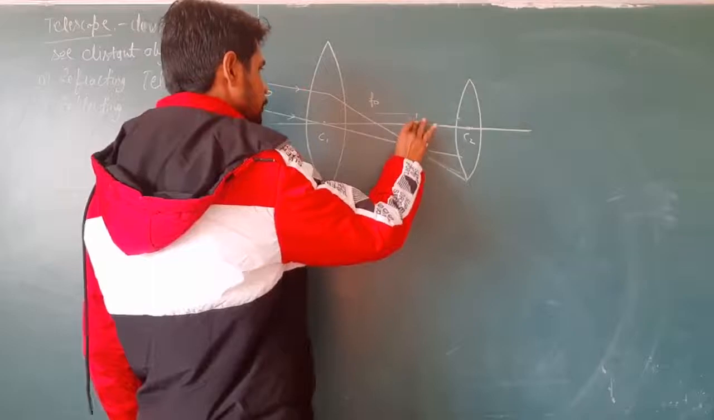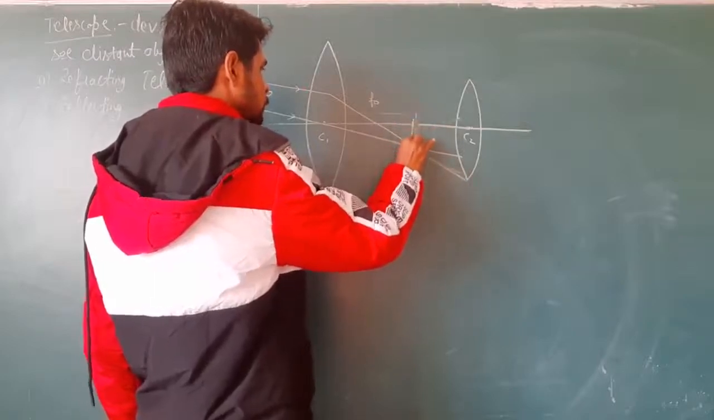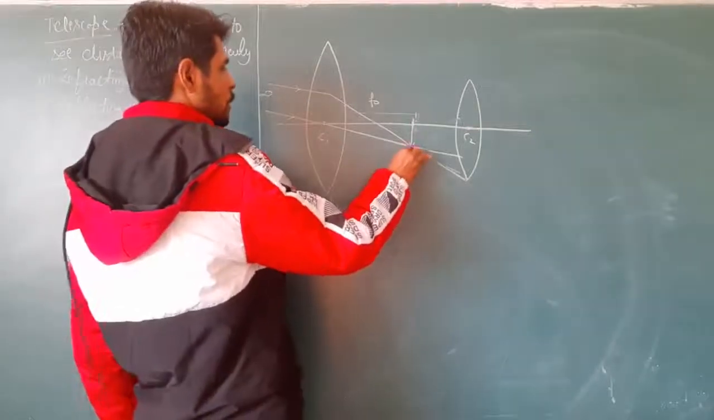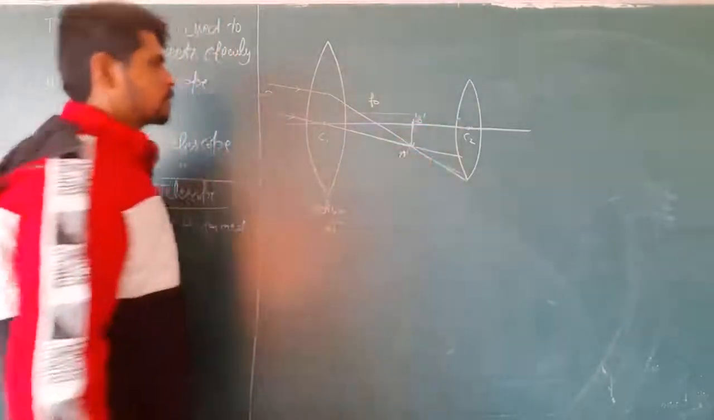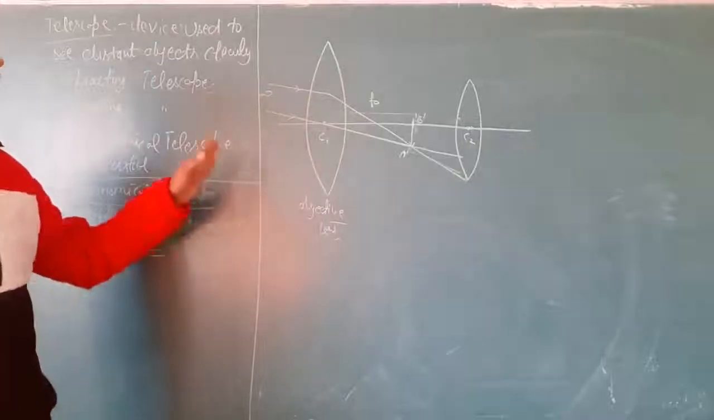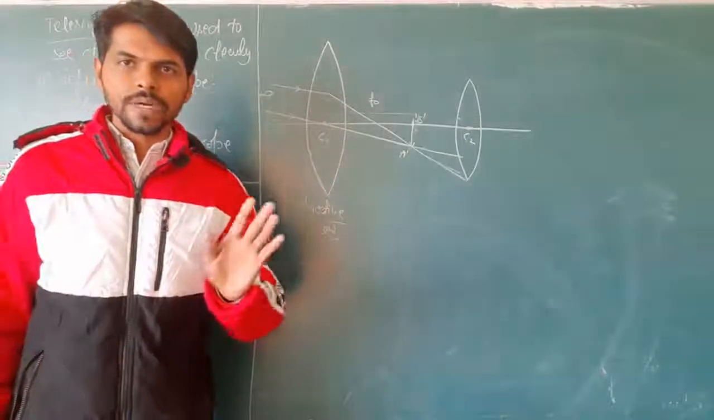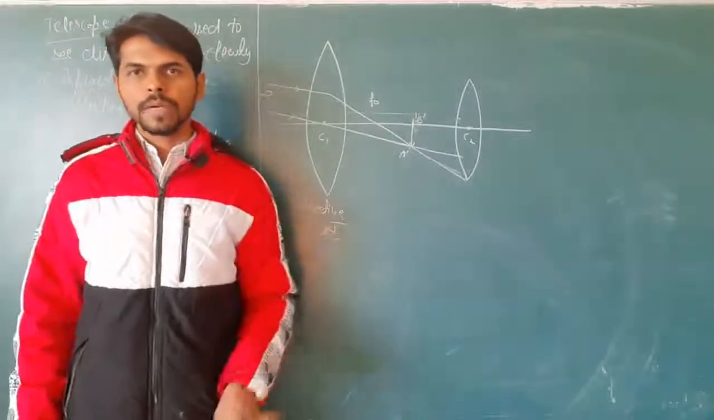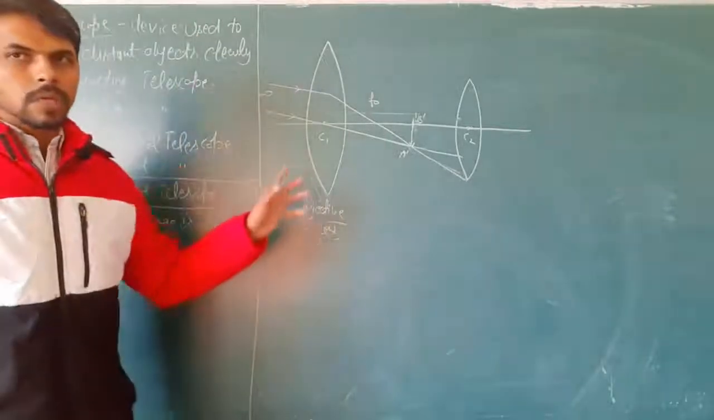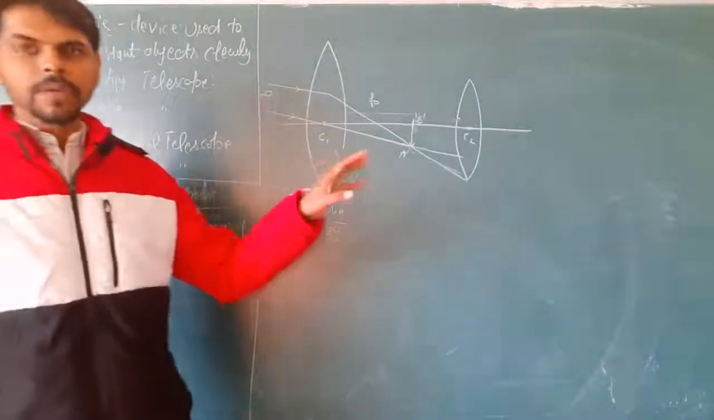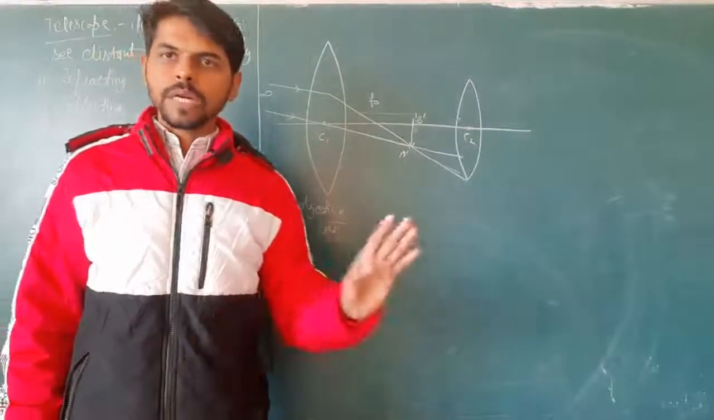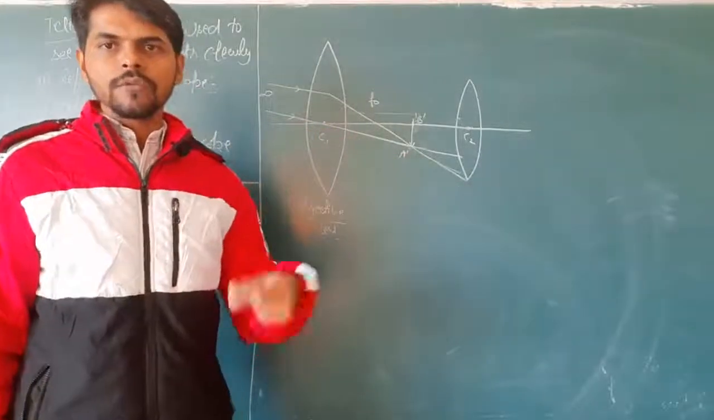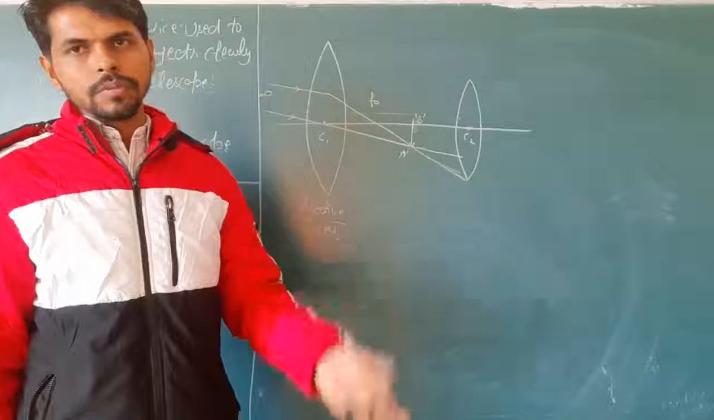So this is the image. Image is A dash B dash. Why the image is formed at focus? Because the object is at infinity, and these are the properties of the convex lens. When object is at infinity, image will be formed at focus of the convex lens on other side. Image will be real and inverted at focus. This image A dash B dash will work as an object for the eyepiece.